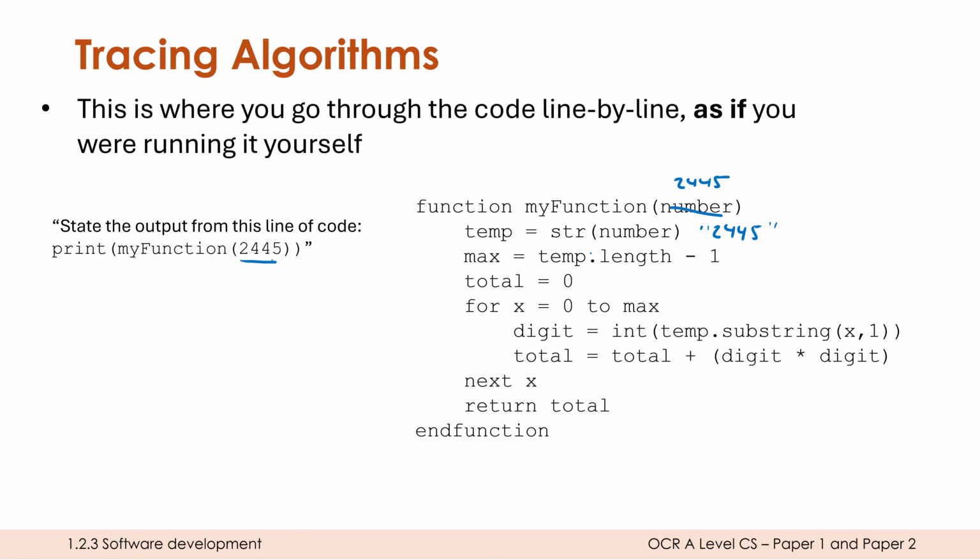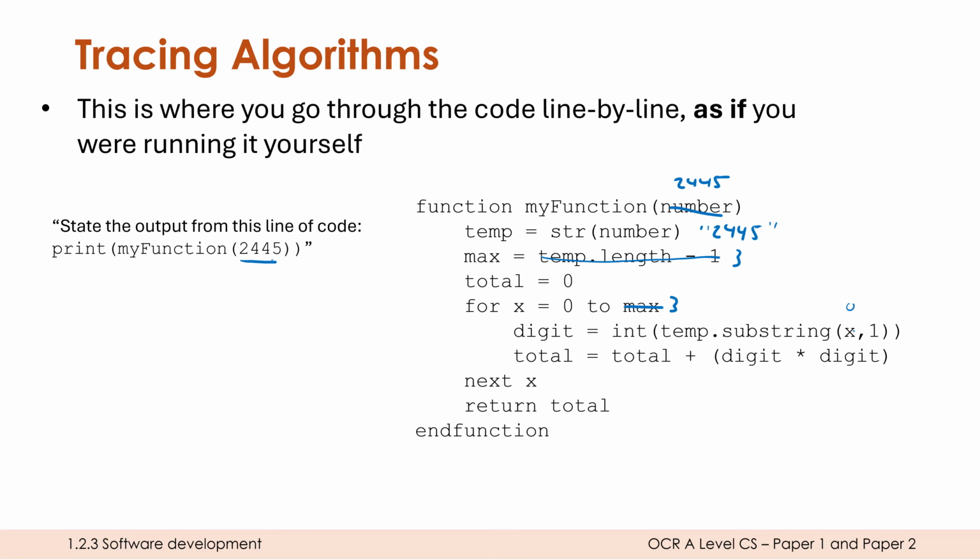Max is set to be the length of temp minus 1, which is going to be 3. And we'd advocate, like I'm doing here, annotating your code as you go, so you keep track. Total set to 0. And we've got a for loop for x is equal to 0 initially. And we're going to keep going until we equal 3, because that's what max was. This means this loop's going to repeat 4 times. And then this digit line is a little bit confusing. We are starting with our inner brackets first. We are finding a substring within temp, which starts at index x, which is initially going to be index 0.